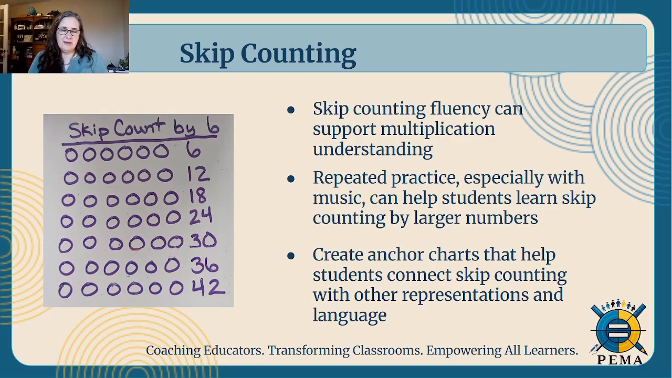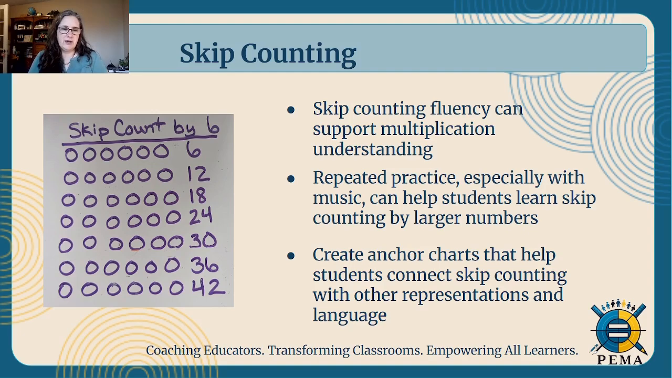For example, I've included an image here. This anchor chart might be one that I create with students. As I create it, we're going to draw the circles and record the skip count. So for example, we're making skip counts by 6. We could count 1, 2, 3, 4, 5, 6, and then we'll write the 6 at the end of that row. Then we count on. Another 6: 7, 8, 9, 10, 11, 12. We're going to record that number for our skip count at the end of the row.